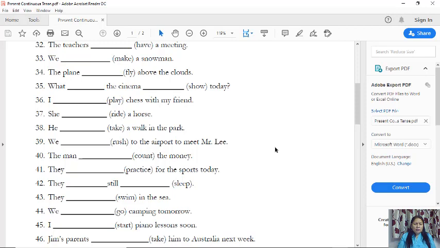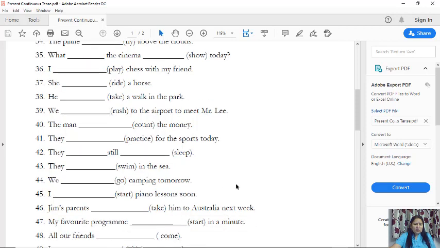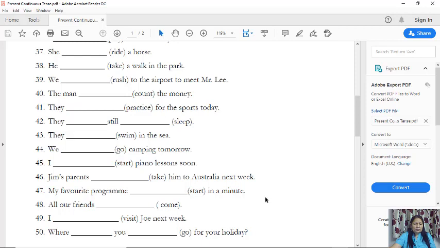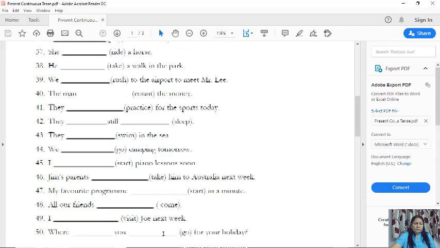We are going camping tomorrow. I am starting piano lessons soon. Jim's parents are taking him to Australia next week. My favorite program is starting in a minute. All our friends are coming. I am visiting Joe next week. Where are you going for your holiday?